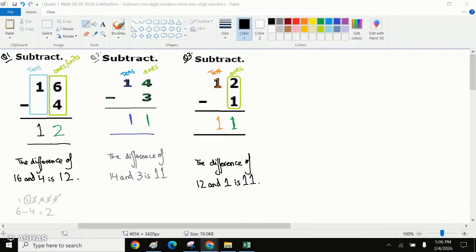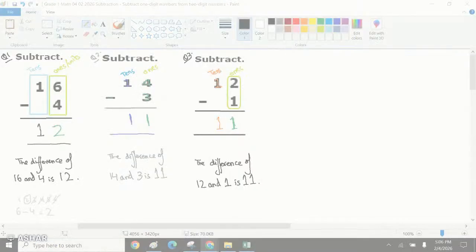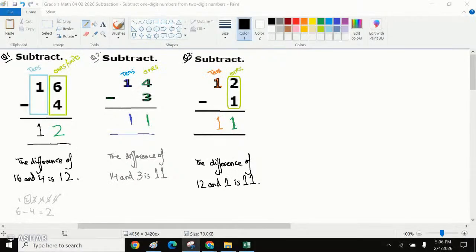Okay, moving ahead to the next question. Let's try to take a bigger number. So the next question says subtract 18 minus 6. Let's say question number 4. This is our question number 4.